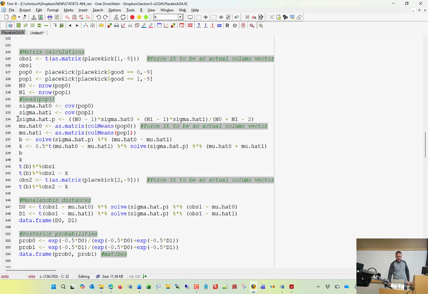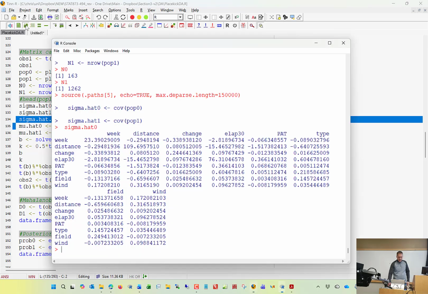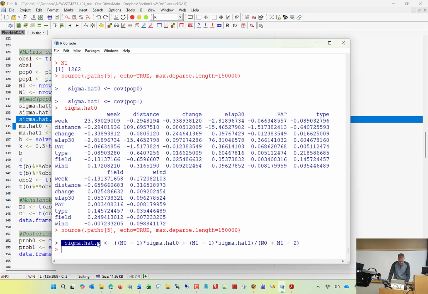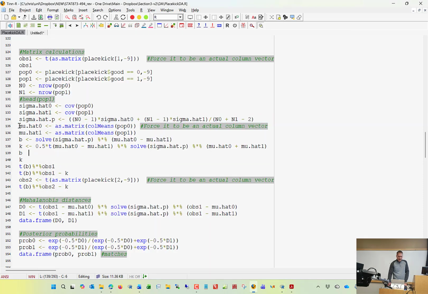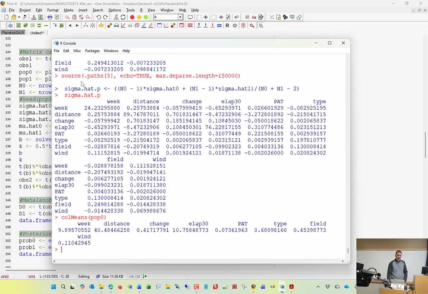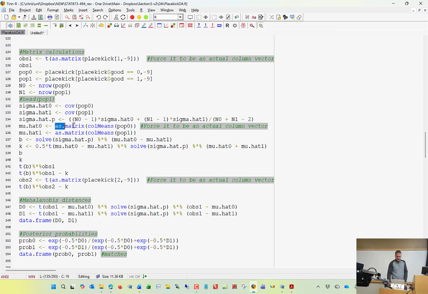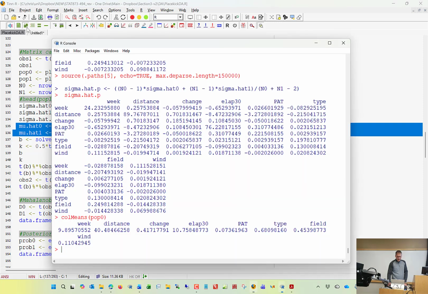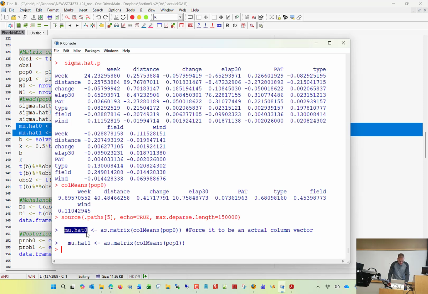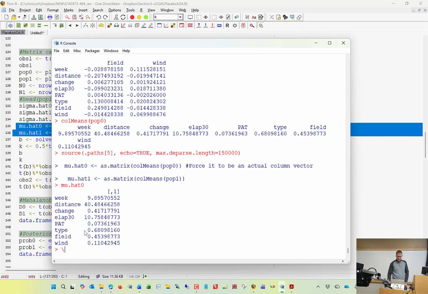So I translate that formula into R. There's my pooled covariance matrix. Then I need to find my estimated mean vector for the zeros. The way I can do that is use the colMeans function, which just finds the means of all the columns. And so I do that, and also I say, hey, let's treat this as a matrix. Do that for mu.hat0, mu.hat1. Okay, so there we are.